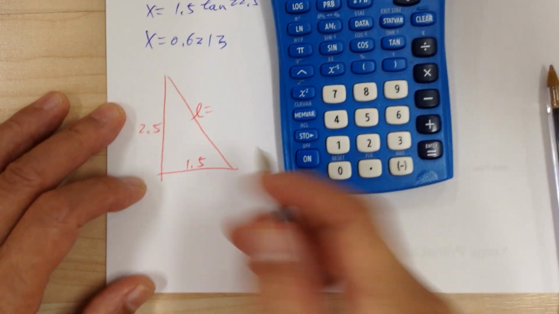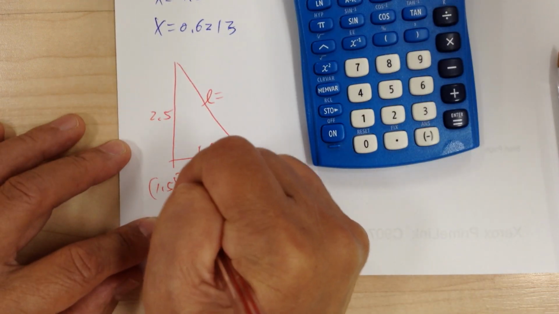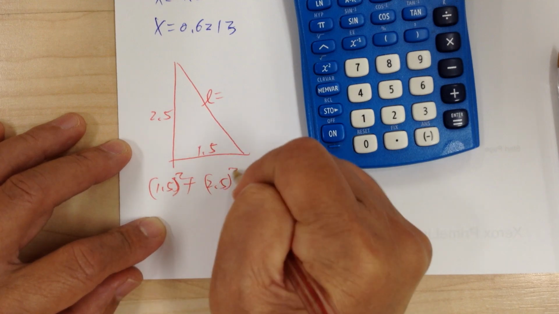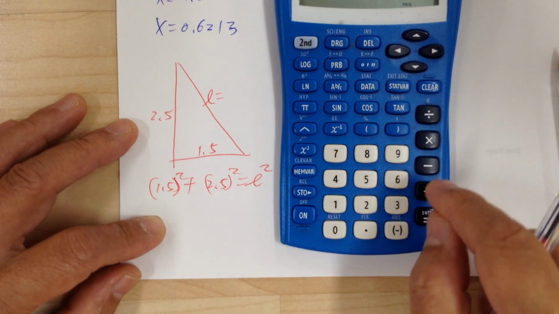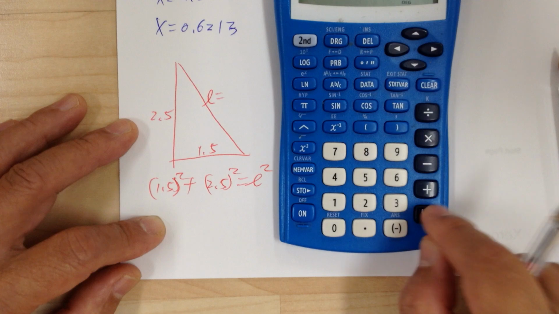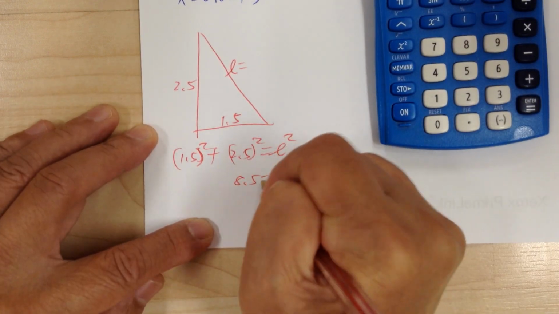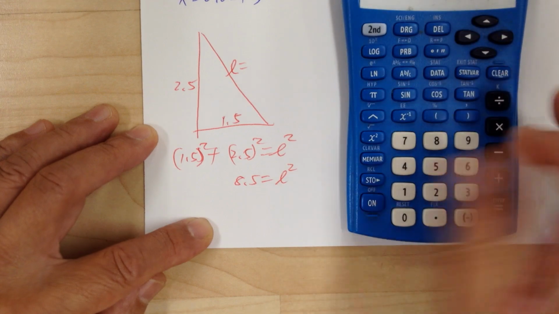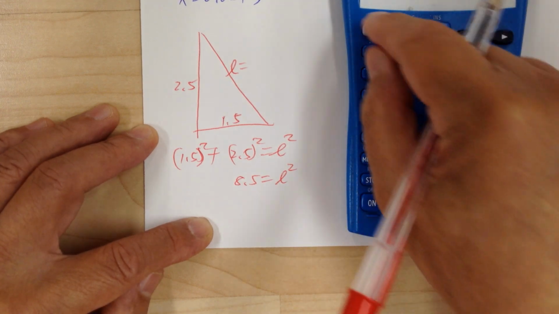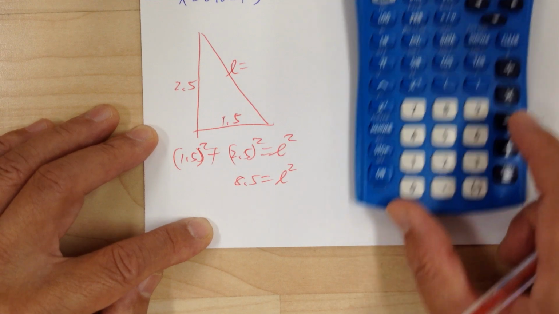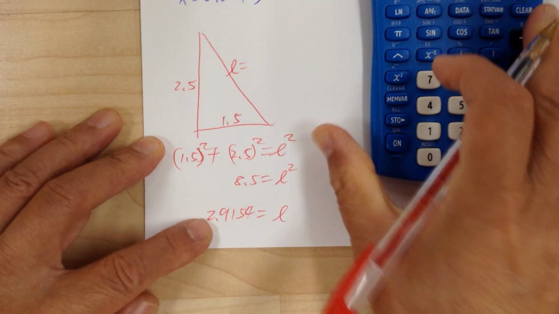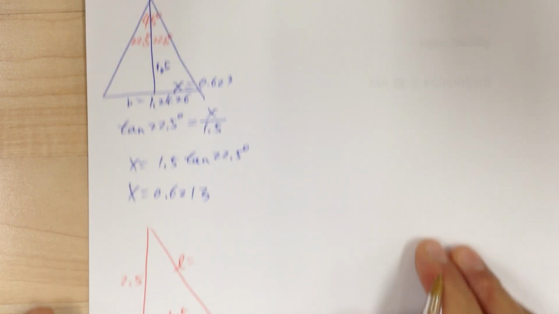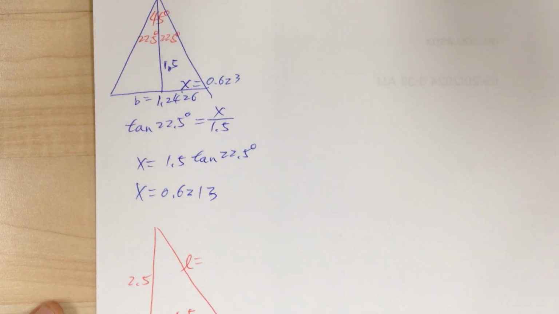So you can use your Pythagorean theorem. 1.5 squared plus 2.5 squared equal to L squared. So 1.5 squared plus 2.5 squared equals 8.5. So 8.5 equal to L squared. So take the square root. So L equal to 2.9154. Again, I'm carrying extra digits when I do the calculation. So that's the L. Now I think we have all the information.